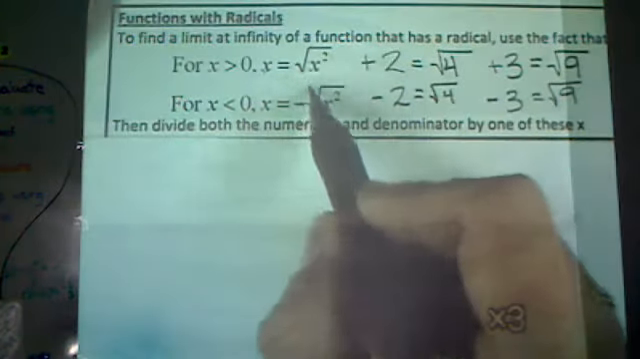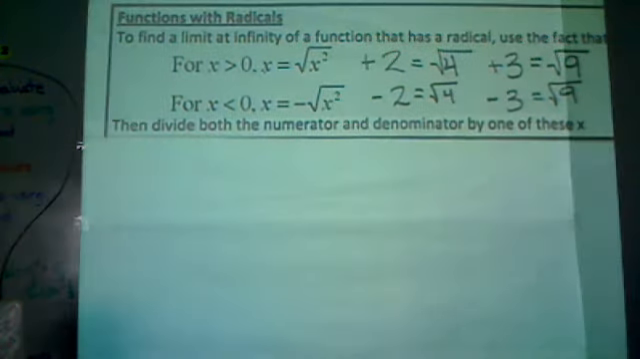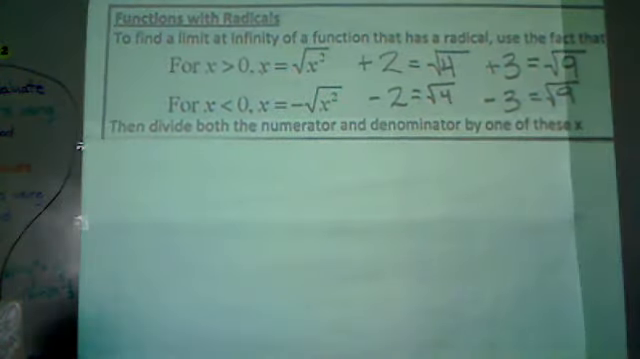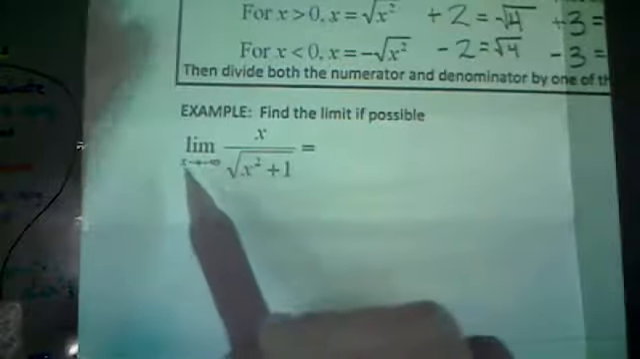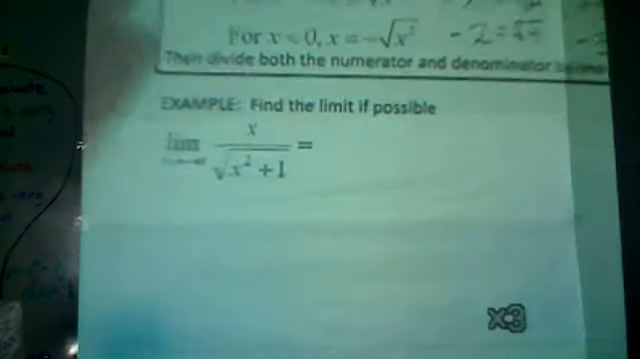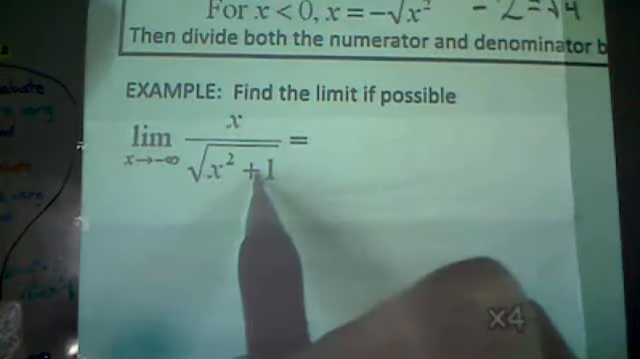We're going to be using this, the fact that x is the same thing as the square root of x squared, to divide both the numerator and the denominator and find the limit. So look at the first example. The limit as x approaches negative infinity of x over the square root of x squared plus 1.